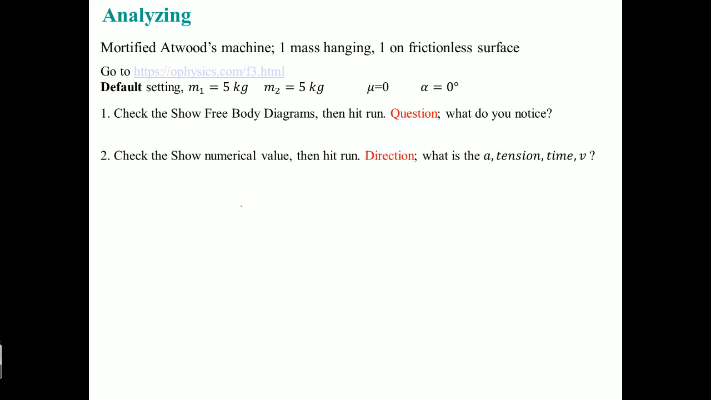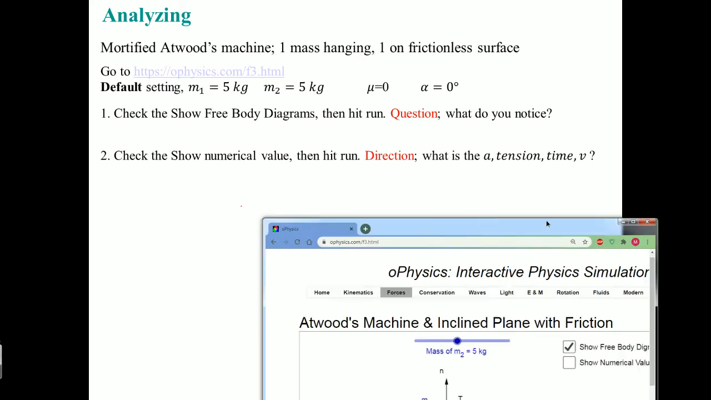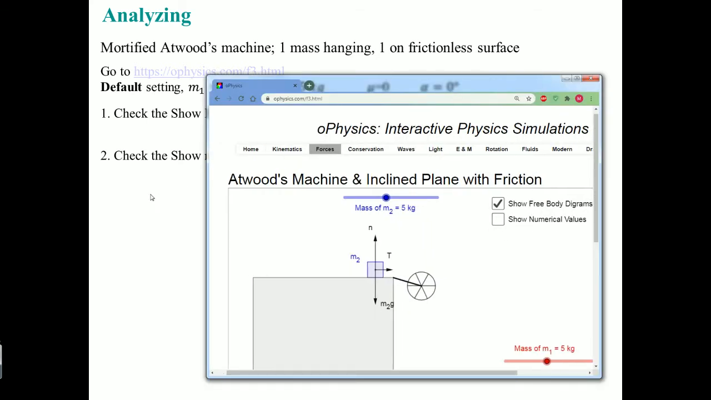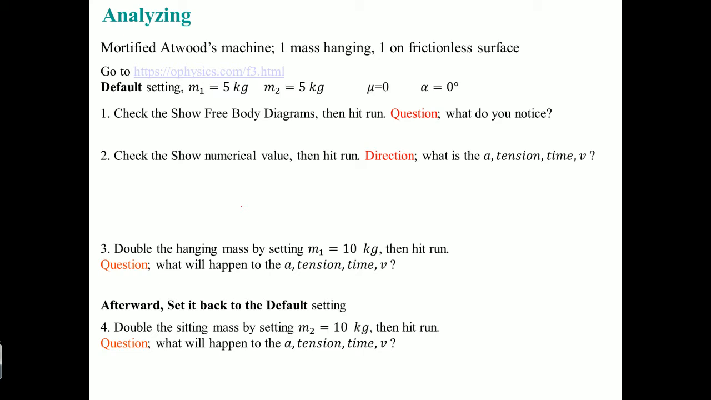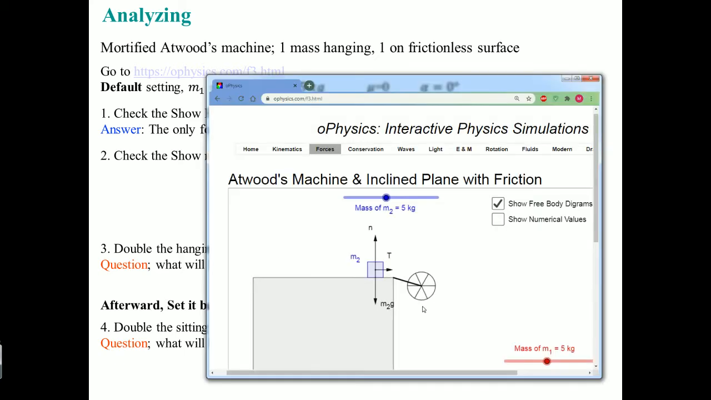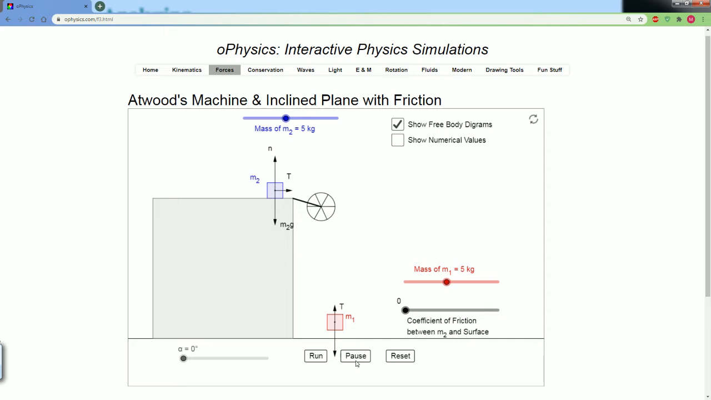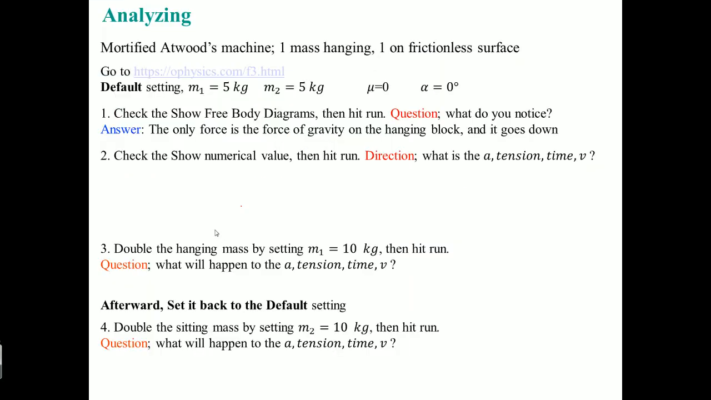Okay, and there's question 2, question 3, and question 4, right? So we did question 1. It says the only force is the force of gravity on the hanging block, and it goes down. We saw that in our example. All right, reset, run again. See, the only force here is the force of gravity, and that is what is pulling it down. That's M1 times g. We saw that.